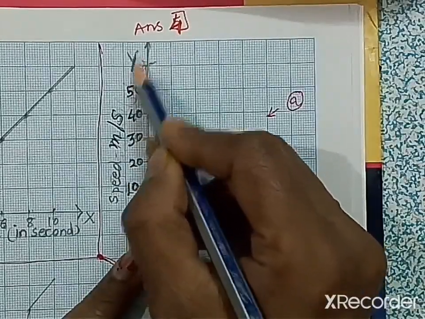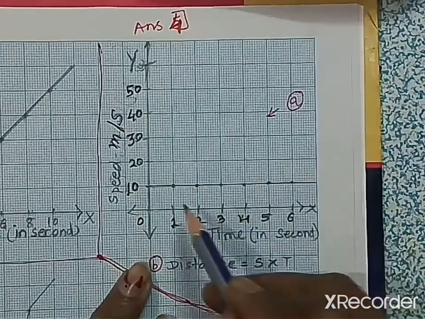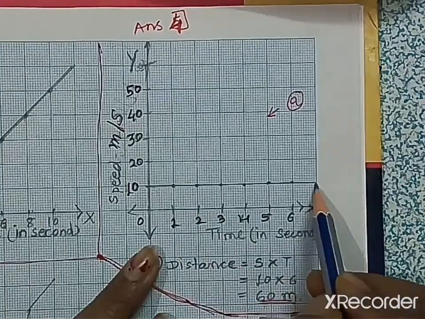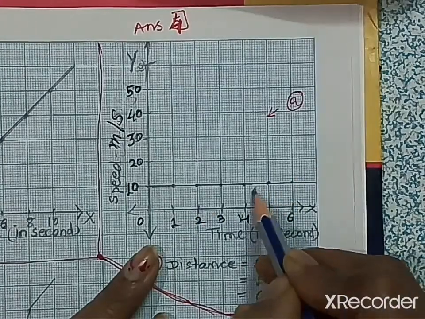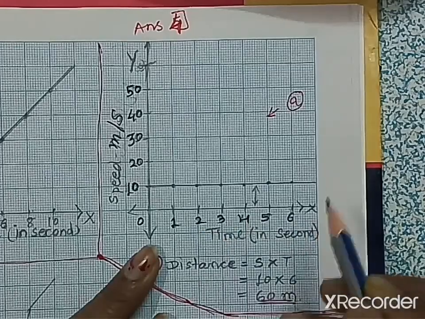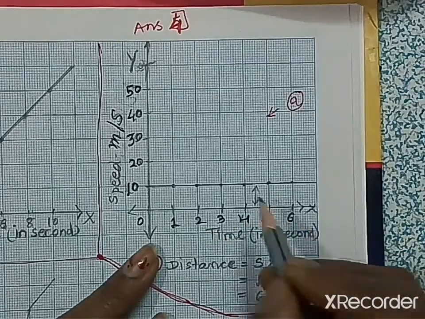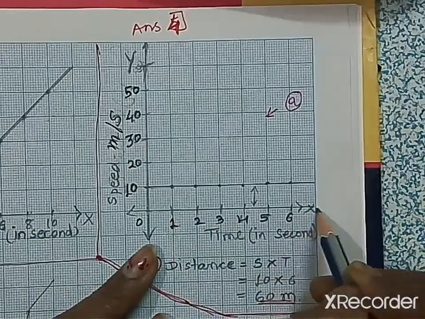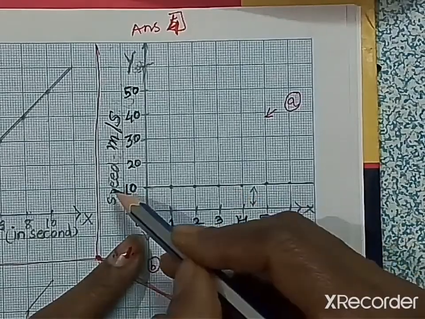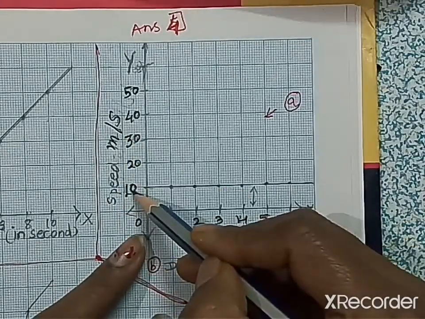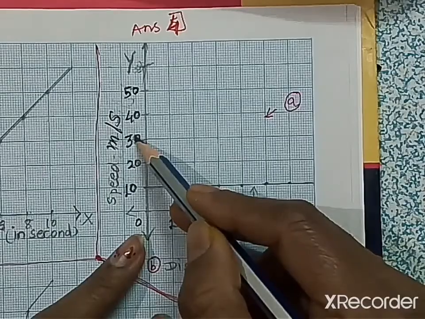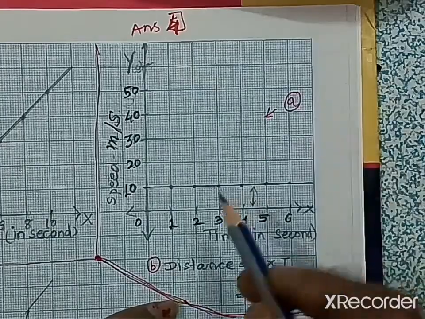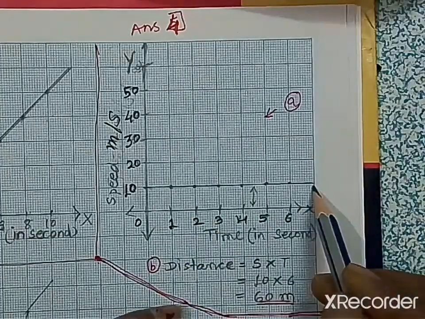We have taken the speed on the y-axis. Here you can see we have got a straight line graph, but this line is parallel to the time axis, the x-axis. That means the speed is given as 10 meter per second, 20 meter per second, 30 meter per second, 40 meter per second and 50 meter per second. So this is a uniform motion.